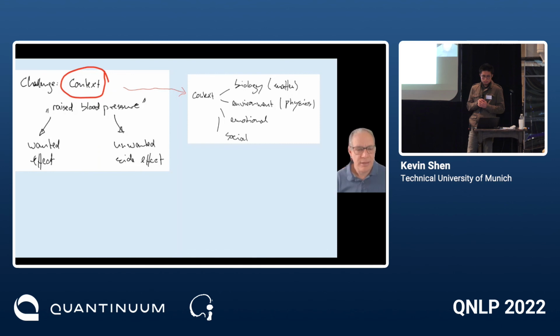That's one thing. Another challenge is the context. Just looking at raised blood pressure, this can be either a wanted effect or an unwanted side effect. So it's all about context. And maybe a much bigger context is the biology, and we have the environment. You can raise blood pressure by emotion, for example. I'm still speaking, and we're towards the end of the conference.